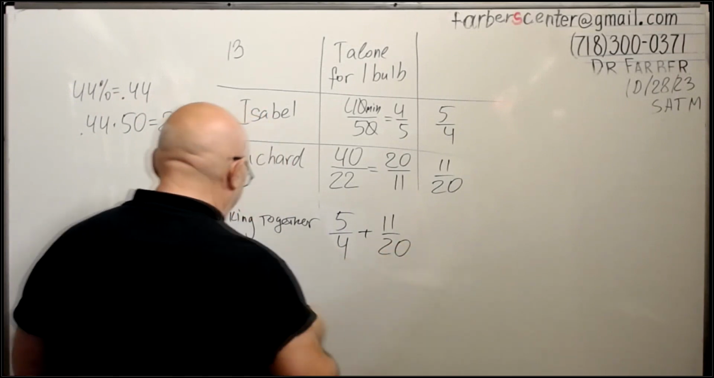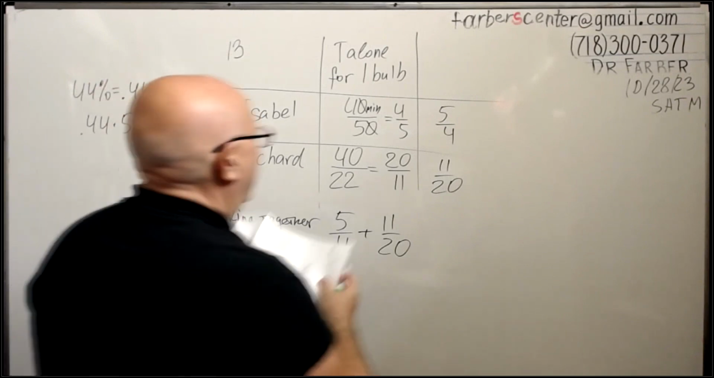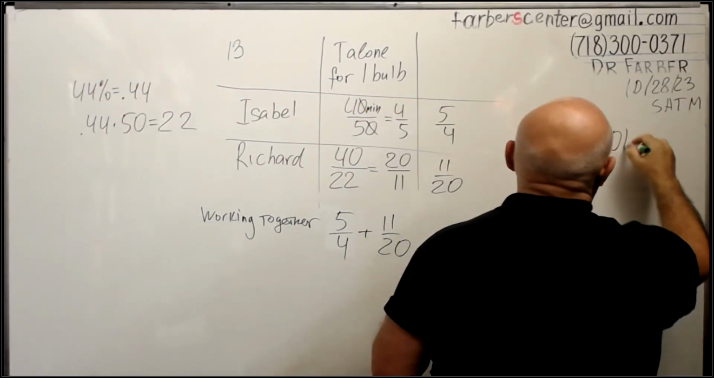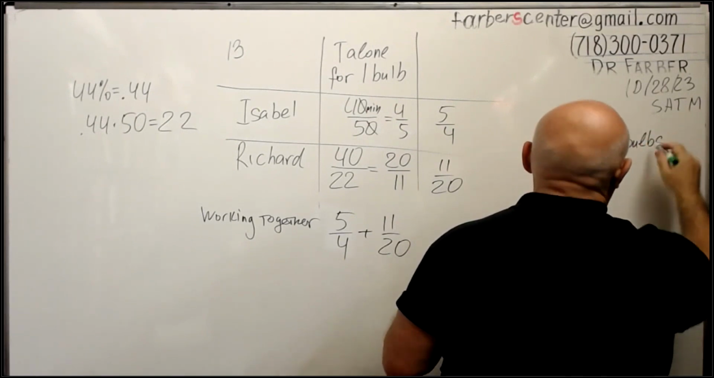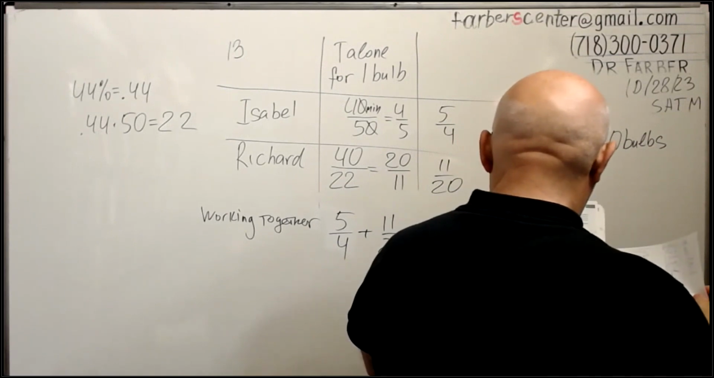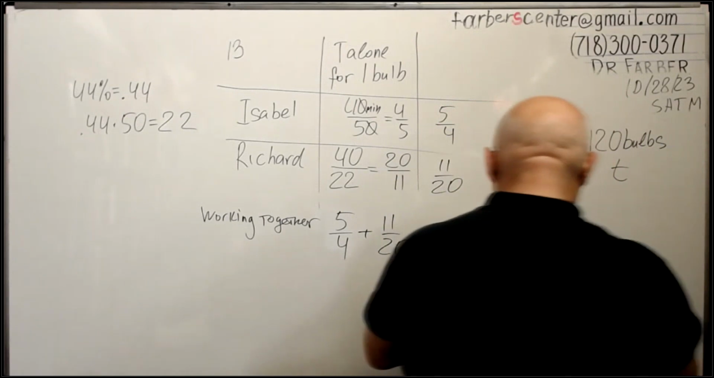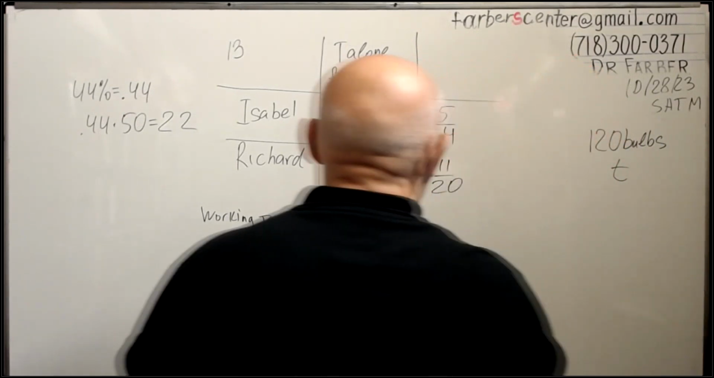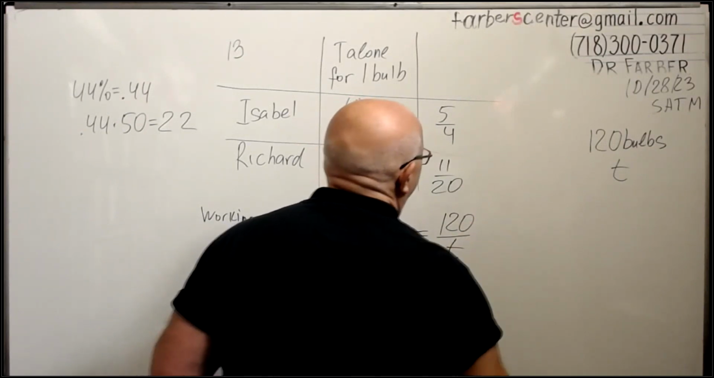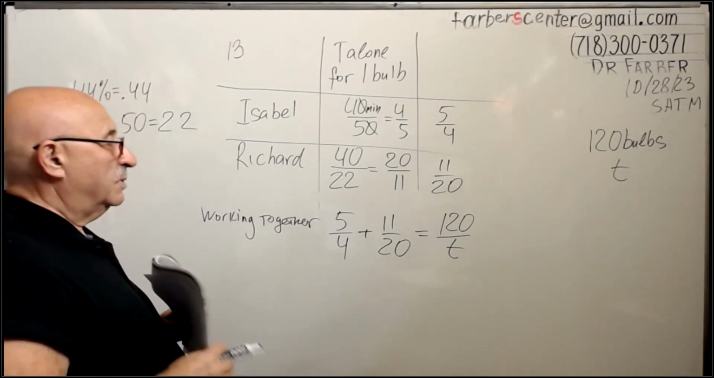And keep in mind, in this case, they have 120 bulbs in time t minutes equals 120 over t. Very similar to what we have here. So far so good.